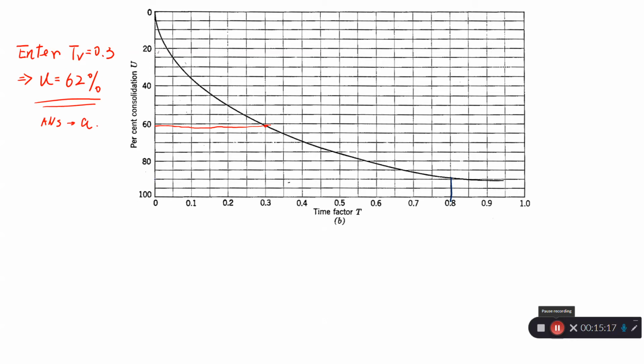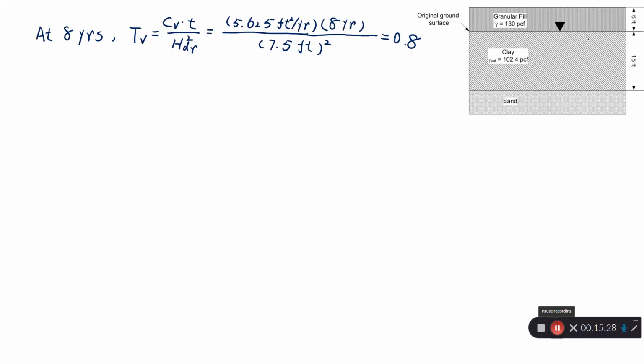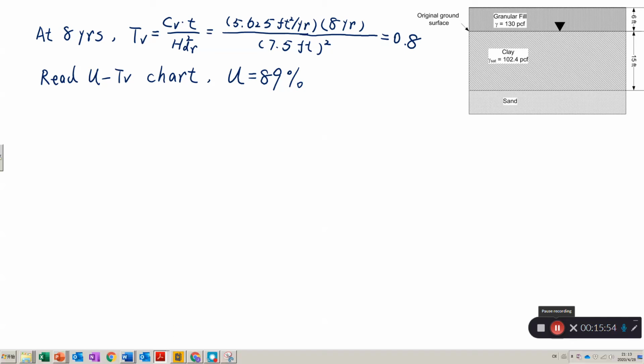So enter point A and read my U. So it's about a little bit less than 90%. So I'll say perhaps 89%. Read the U TV chart. U is about 89%. Okay, so that answers the question.